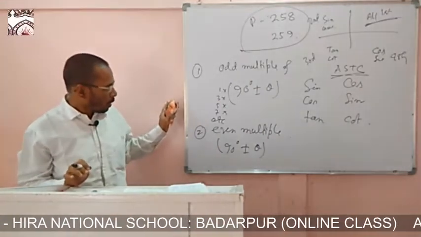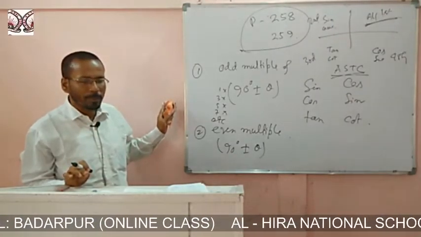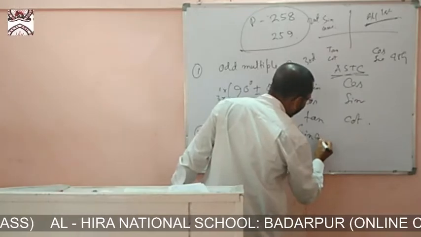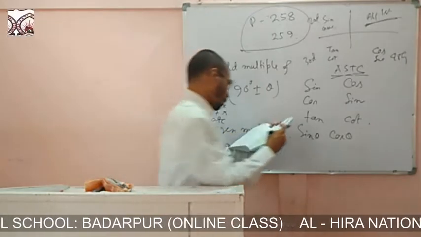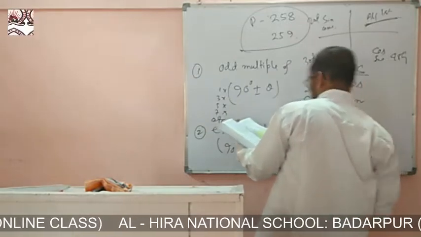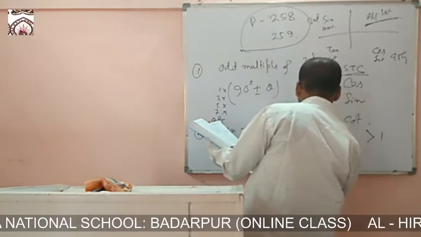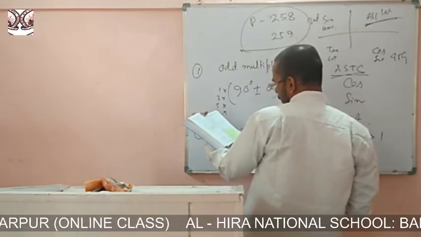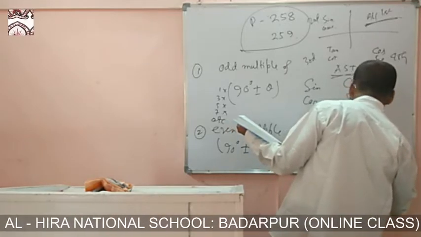So these are some basic concepts regarding chapter 7.1, and you remember the value of sin theta and cos theta. The value of sin theta and cos theta will always be between limits: minus 1 less than or equal to sin theta less than or equal to 1. And similarly, minus 1 less than or equal to cos theta less than or equal to 1.